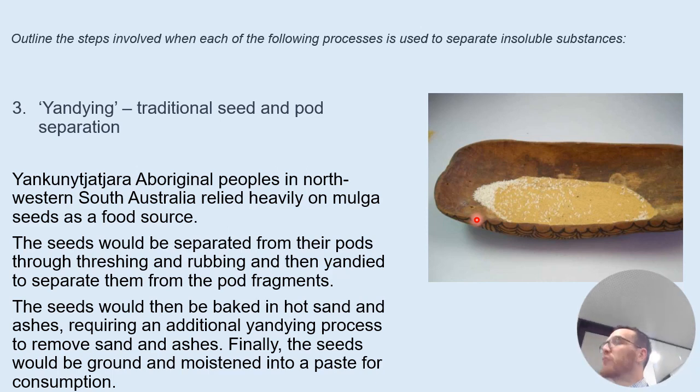So this is a way of gravity separation of two different solids. Seeds taken, baked in hot sand ashes, requiring an additional yandying process to remove the sand. Finally, the seeds would be ground and moistened into paste for consumption. So what we're doing is taking this yandying bowl and essentially shaking it, and the denser substances go to the bottom, the less dense substances eventually rise to the top.